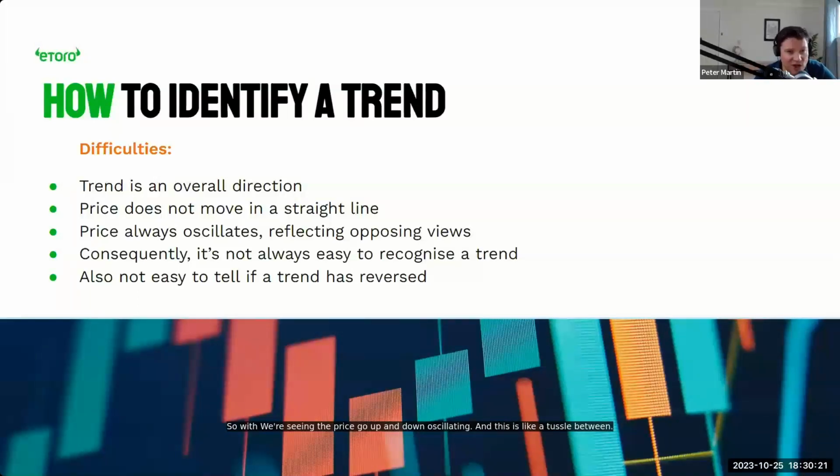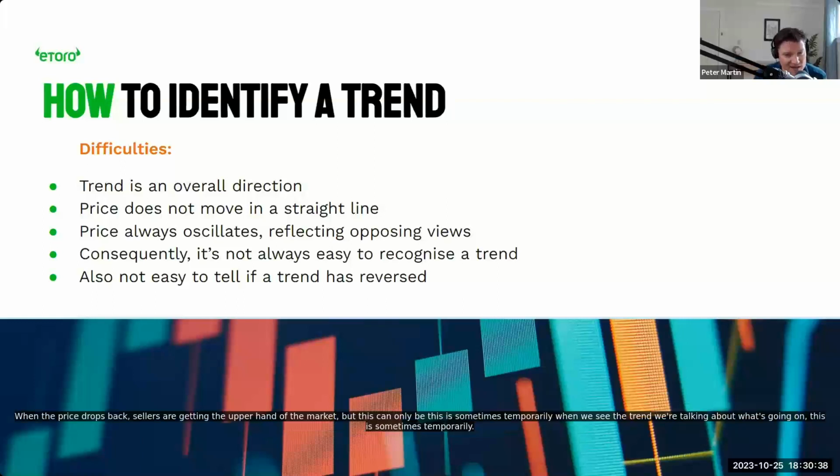It's an overall direction. So we're seeing the price go up and down, oscillating. And this is like a tussle between bullish forces and bearish forces. When the price goes up, buyers are getting the upper hand. When the price drops back, sellers are getting the upper hand of the market. But this is sometimes temporary.